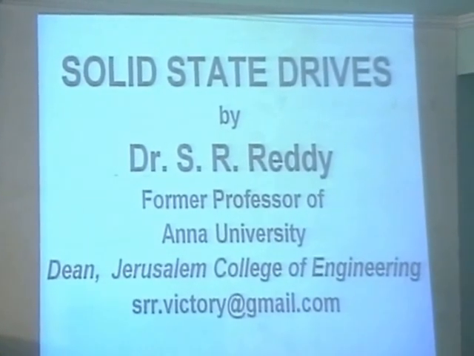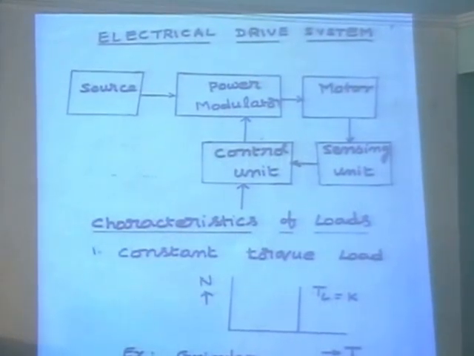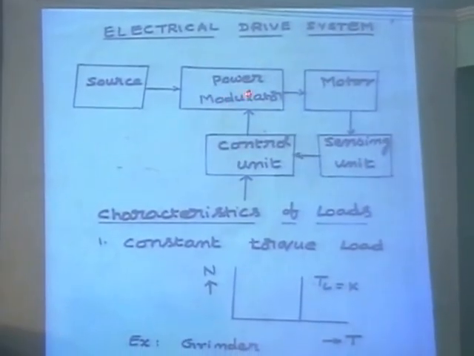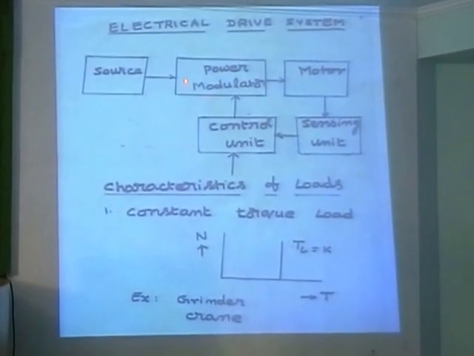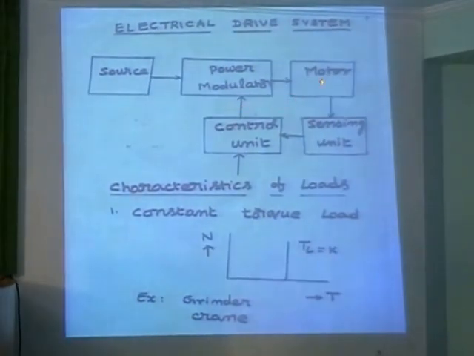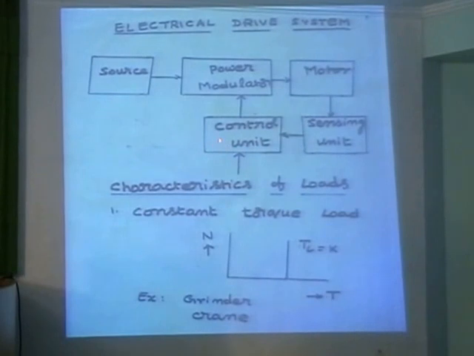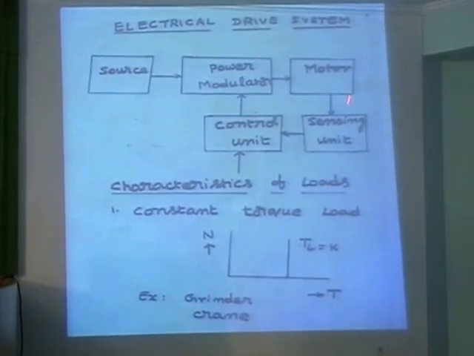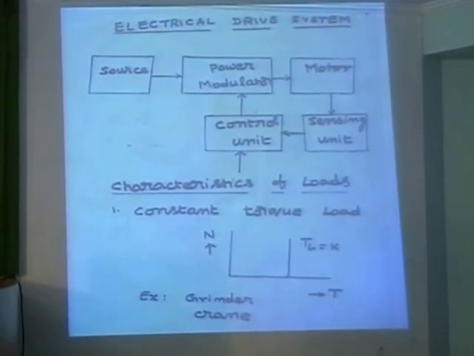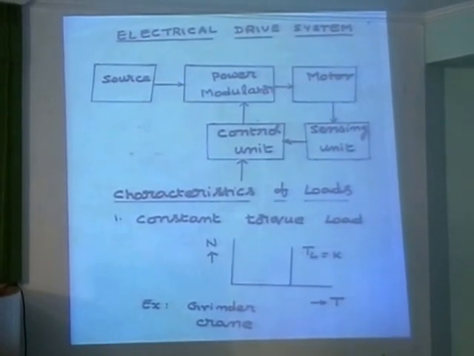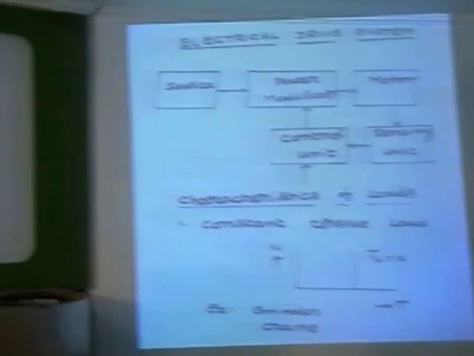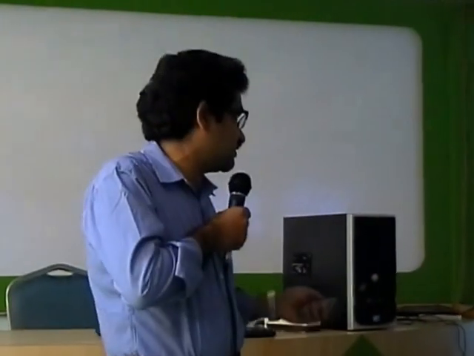So your drive has a source, then you have some power conditioner. This is your electronic circuit, motor, sensing circuit, and control unit. So this is what you have in your drive. That motor in DC drives, it is DC motor. When you go for AC drives, it is AC motor.